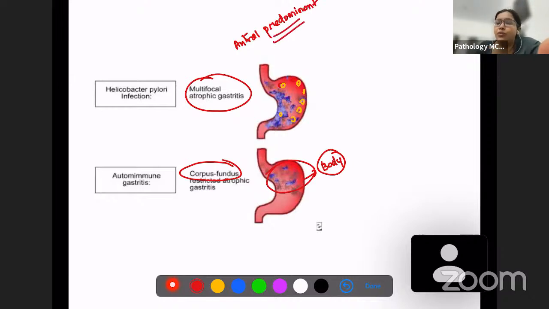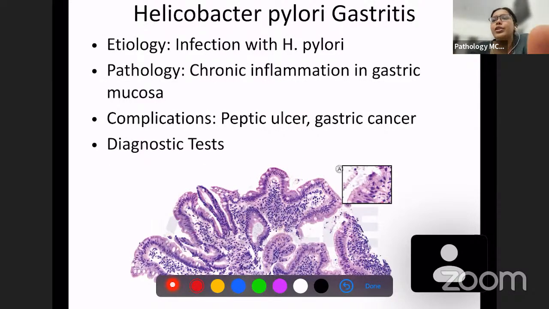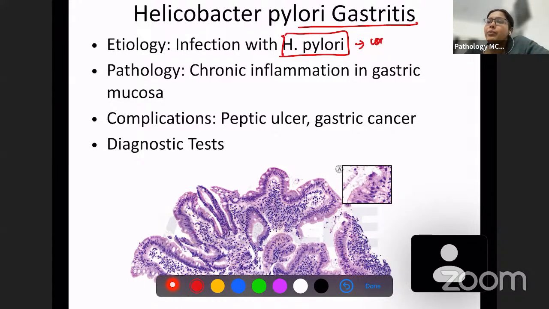So this is the main difference between autoimmune gastritis and H. pylori induced gastritis. The etiologic factor of H. pylori gastritis is H. pylori. What is H. pylori? It is a small comma-shaped bacterium, very, very small, as you can see in this image. It is usually present over the mucosa, in the surface epithelium. It does not go inside. It is always superficial.